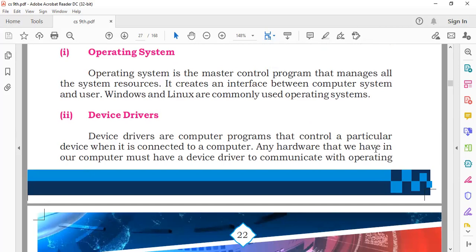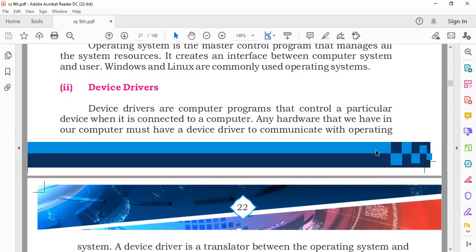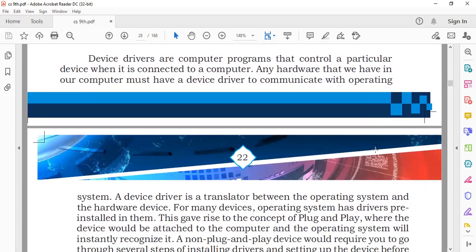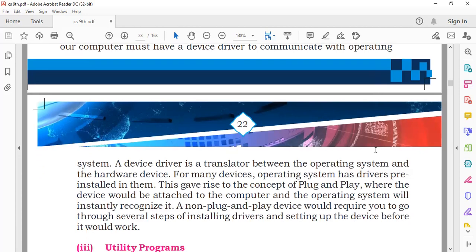Any hardware that we have in our computer must have a device driver through which we can communicate with the operating system, and it can run all the functions. A device driver is a translator between the operating system and the hardware devices. A device driver is a sandwich between the operating system and the hardware devices. For many devices, the operating system has drivers pre-installed in it.